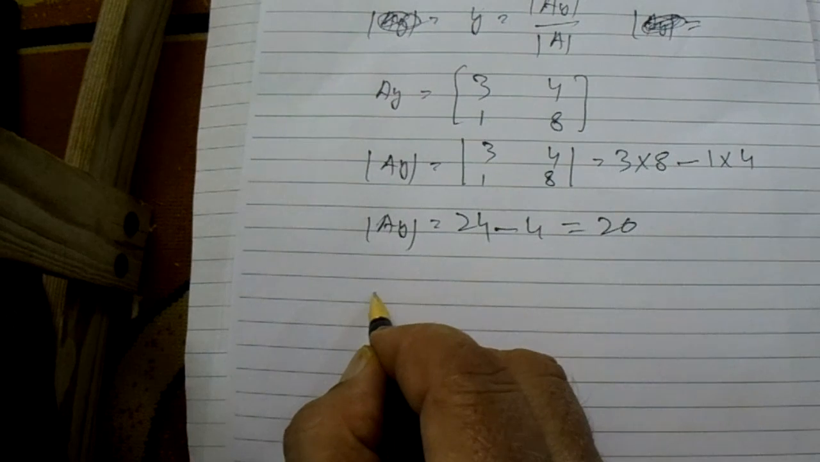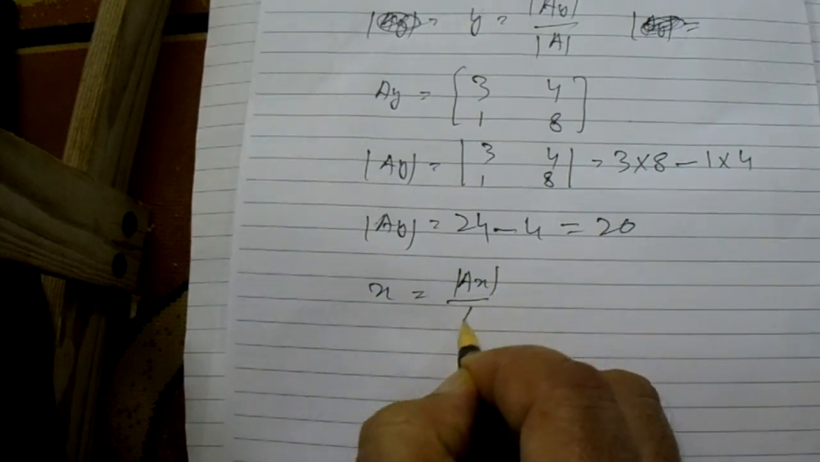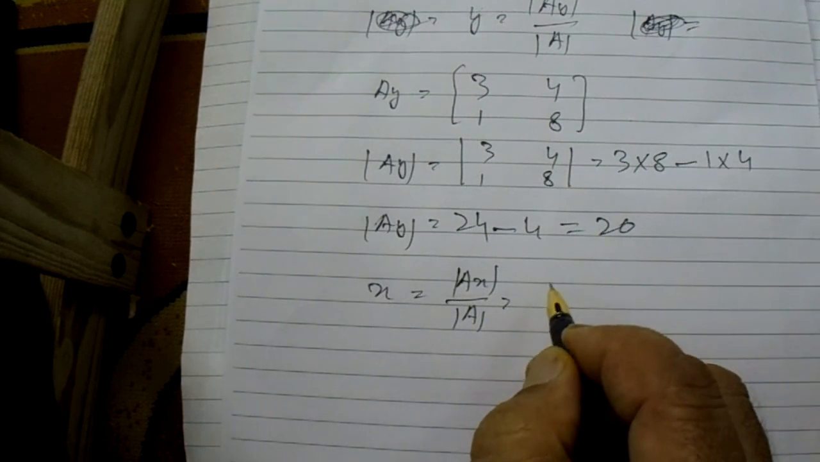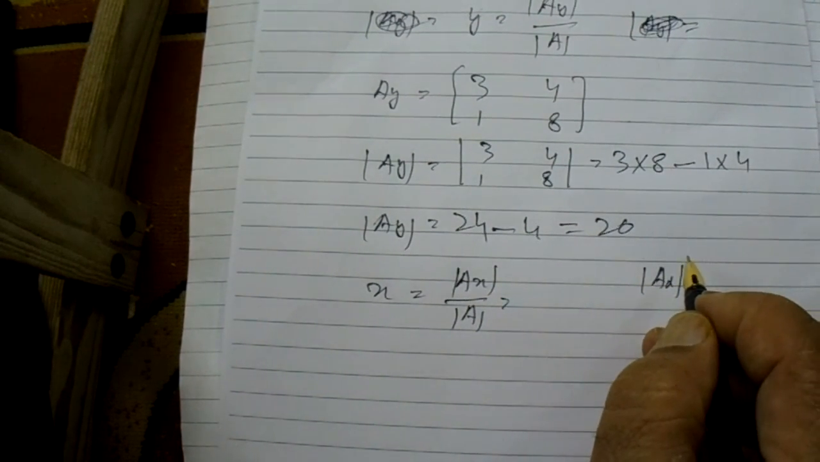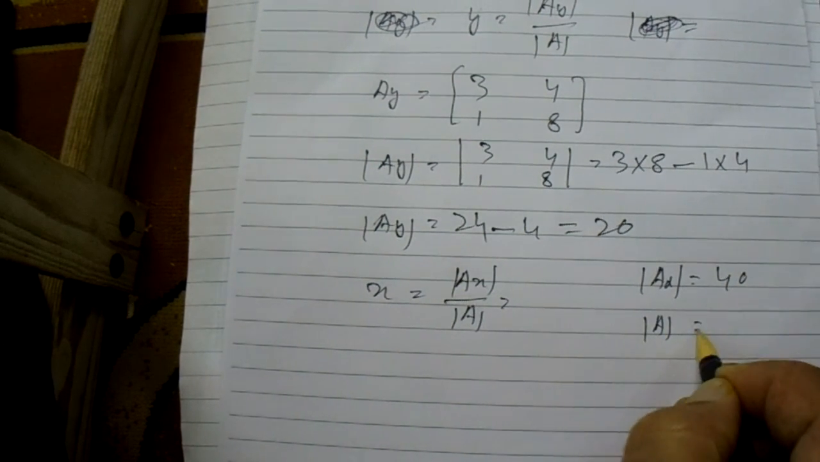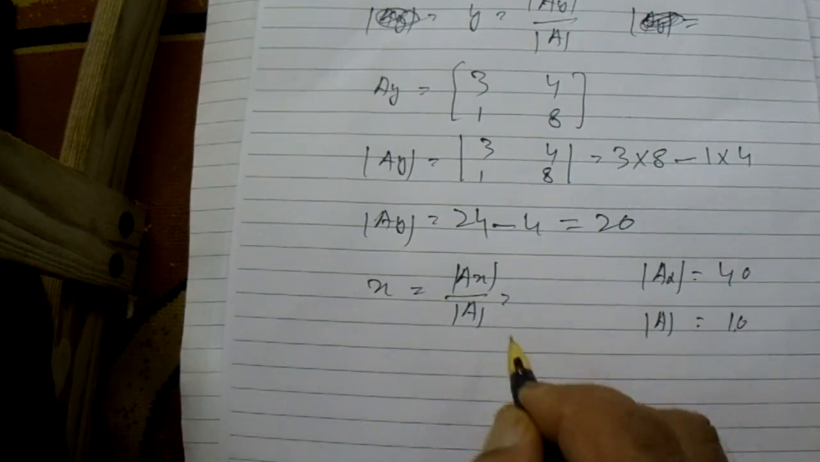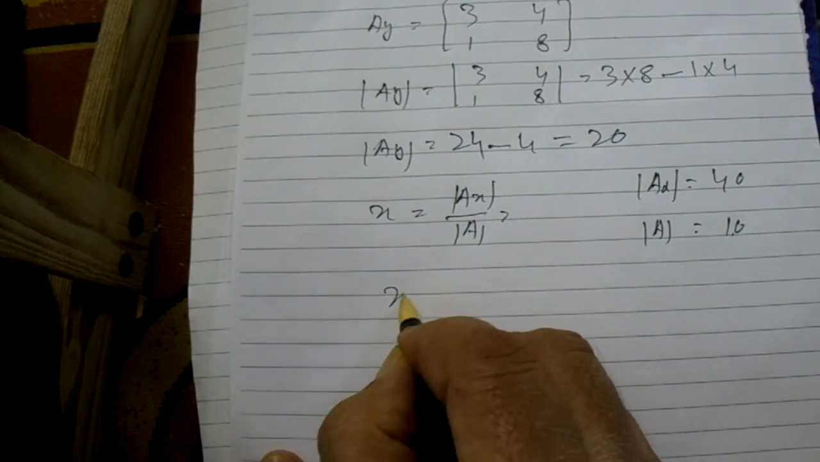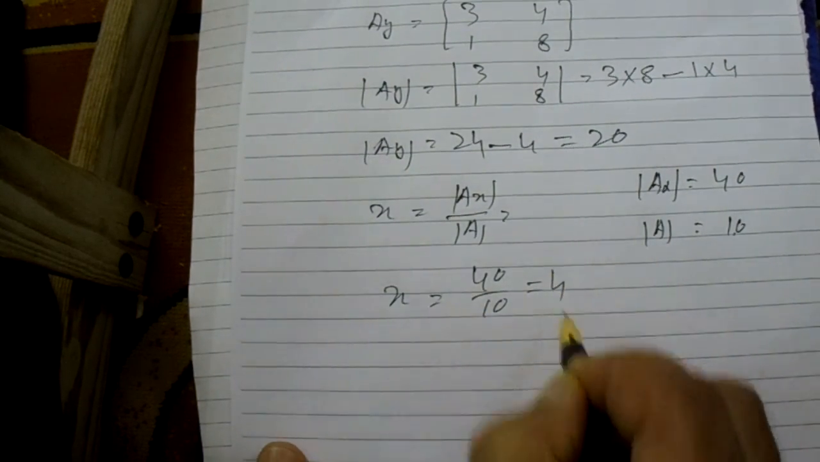Now we find X is equal to determinant AX over determinant A. We know that determinant AX we found is 40 and determinant A we found is equal to 10. Now we put these values here. X is equal to 40 over 10, which is equal to 4.